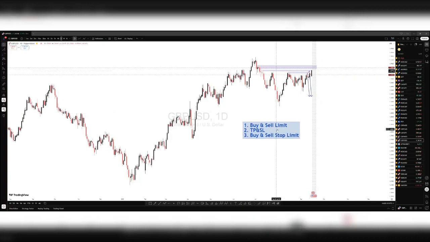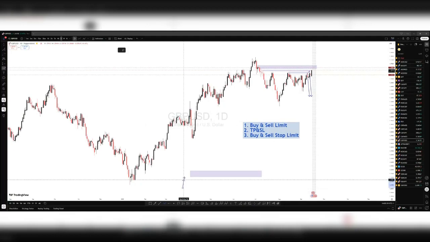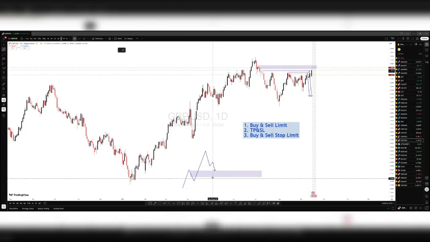So whereas the buy limit, let's say this is the buy limit. Price has come, broken structure, and I expect price to react from here. I will set a buy limit. I can set a buy limit at this point, and use the other end of this zone as my stop loss. That is buy limit. But buy stop limit is a bit different from this.